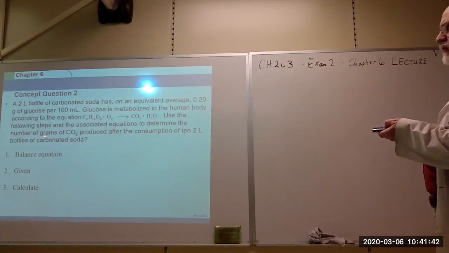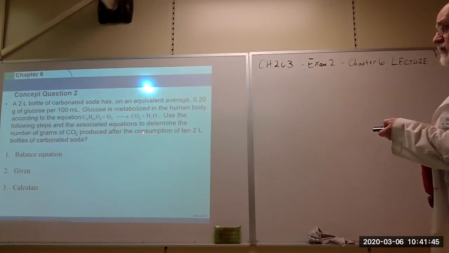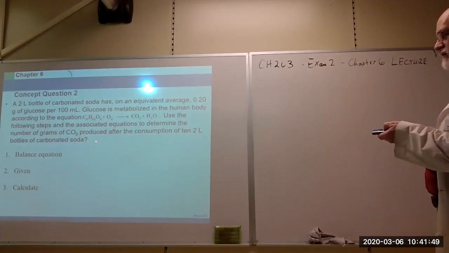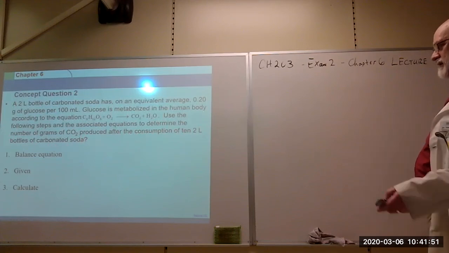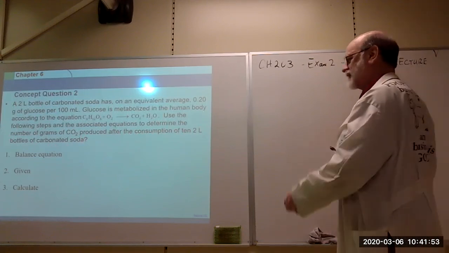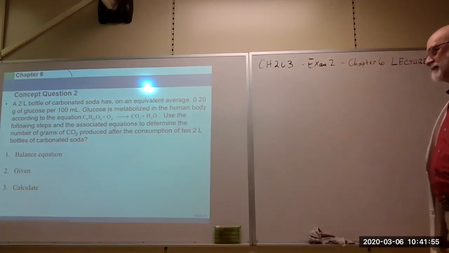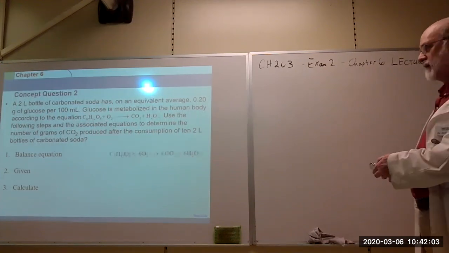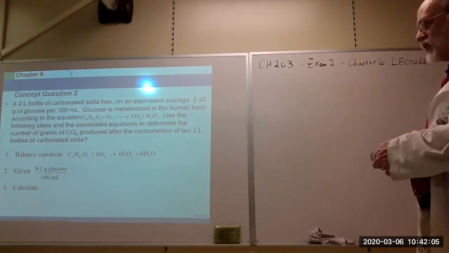To determine the number of grams of carbon dioxide produced after you consume 10 2-liter bottles of carbonated soda, my goodness, hope that's not all at once, then you balance your equation here, right? And we found that was 6 here, 6 here, and 6 here. Right? Then you say, what are you given?